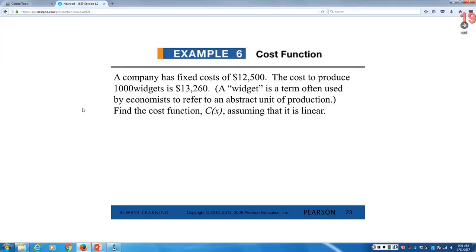Okay, so we have the fixed costs. That tells us what? That tells you B. Fixed cost is B. Then we have the cost to produce 1,000 is $13,260. So that gives us, for a particular value of x widgets, it tells us what C of x is. So they've given us a point. We need to use that to find the slope this time. This time we have to find the marginal cost.